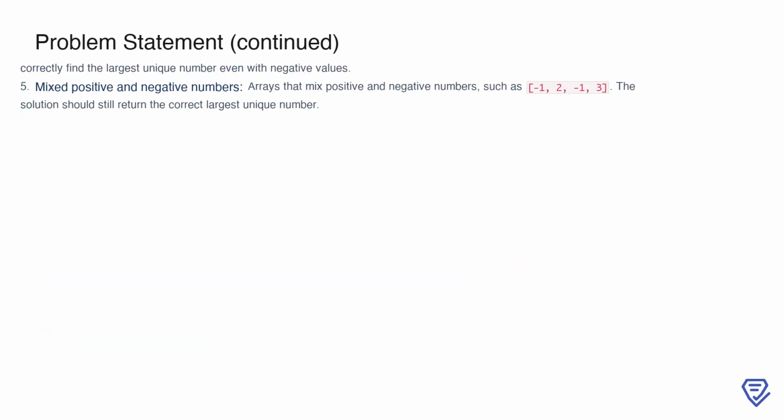The problem also handles arrays with negative numbers. For instance, in -10, -20, -30, -10, the unique numbers are -20 and -30, and the largest unique number is -20. Similarly, in arrays with a mix of positive and negative numbers like -1, 2, -1, 3, the unique numbers are 2 and 3, so the output is 3, as it's the largest. These examples highlight that the solution should work seamlessly across all cases, whether the values are positive, negative, or mixed. This ensures the logic is robust and handles edge cases effectively.